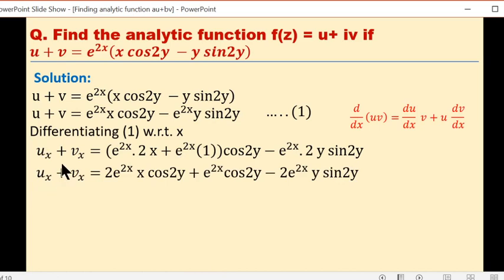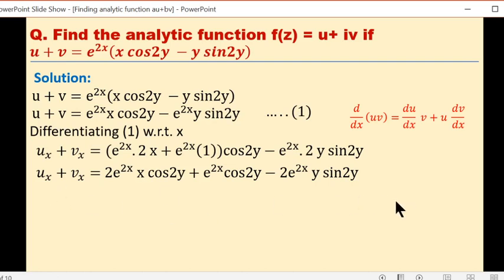So we get ux plus vx equal to, when we open the bracket, e raised to 2x into 2 into x into cos 2y gives us 2 e raised to 2x into cos 2y, plus e raised to 2x into 1 into cos 2y gives us e raised to 2x cos 2y, minus, this we have written as 2 e raised to 2x y sin 2y. Okay, so we have got the statement after differentiating 1 with respect to x.